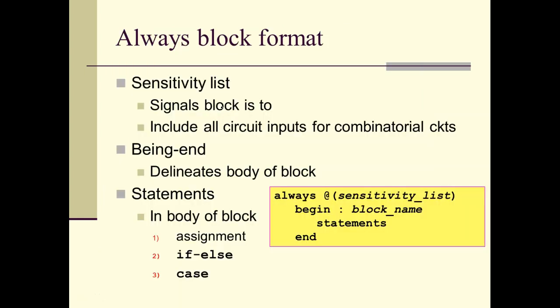So we are at always blocks. This is the general form of an always block right here. We have always with an at sign, and then we have the sensitivity list. What I'm trying to say here is, in the sensitivity list, you put all the input signals in that list.